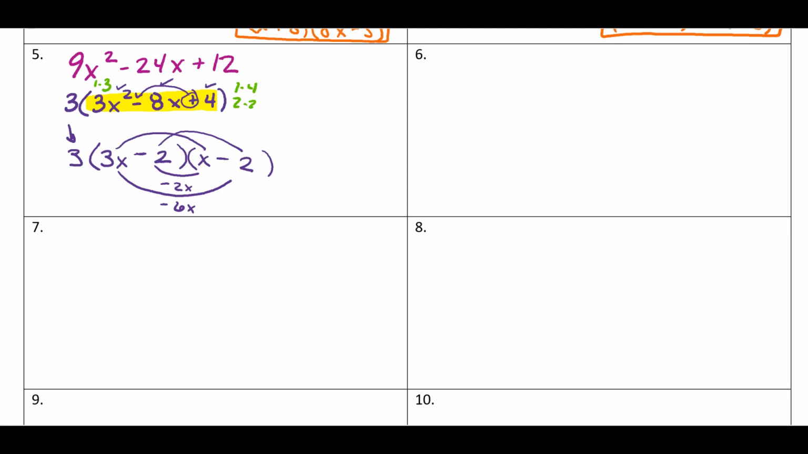And then if I was to remultiply this back out, 3 times 3x squared is 9x squared. 3 times negative 8x is negative 24x. And 3 times 4 is positive 12. So I am 100% sure this is correct. So 3 times 3x minus 2 times x minus 2.